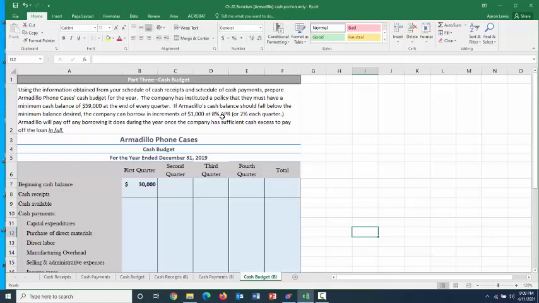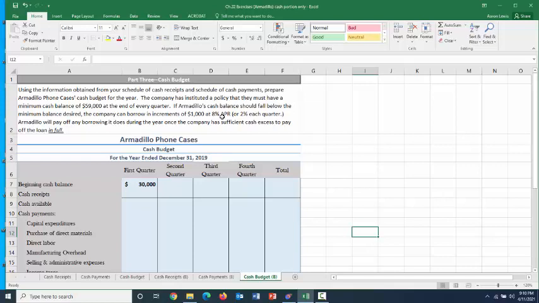Let's start with the first quarter. Armadillo Phone Cases is beginning this year in this case with $30,000 in its cash account. Probably why the company has instituted this $59,000 minimum policy, because they think that $30,000 they're planning on starting the year with is a little bit too light. So if they're starting with $30,000 in cash on January 1st, the first day of the first quarter, in their bank account, what are they going to add to it during the period?